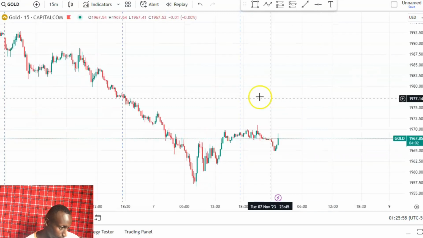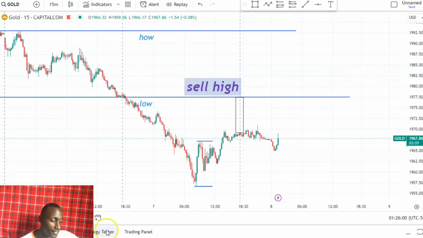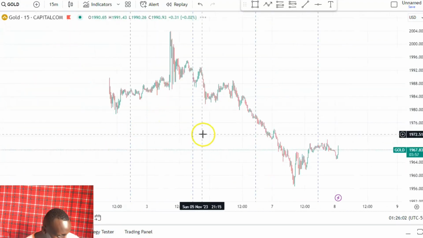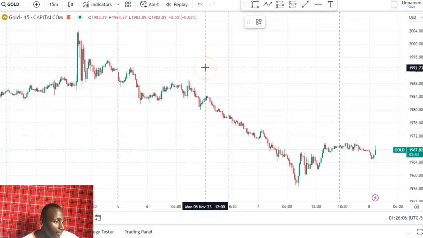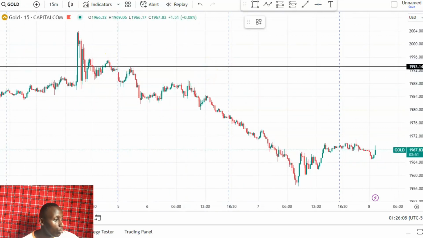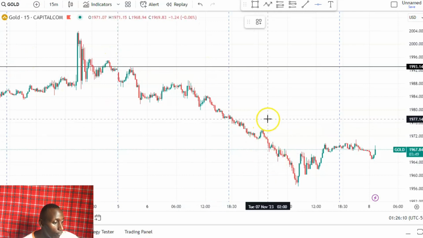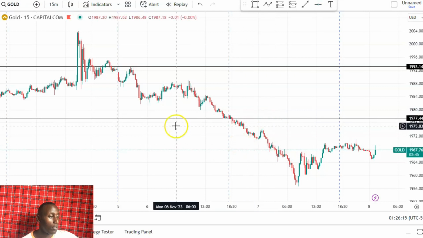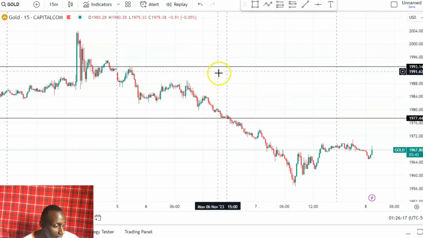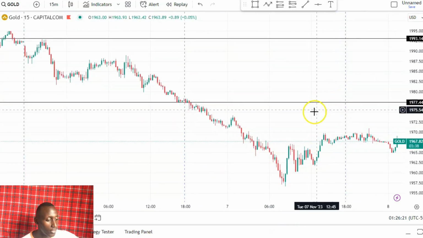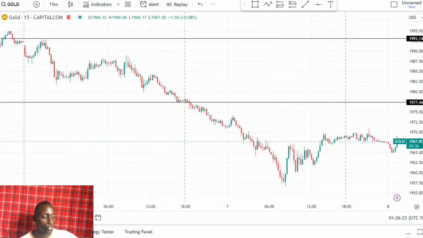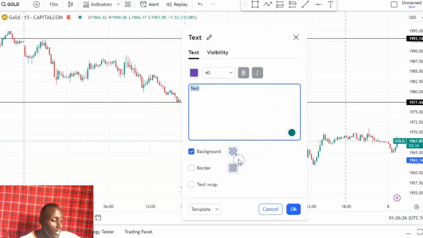Let's look at gold. Now, the same process. Gold on Monday sets the high and the low of the week. Now on Tuesday, price breaks out and closes outside of the low of the week. So now this is what we call a real breakout.